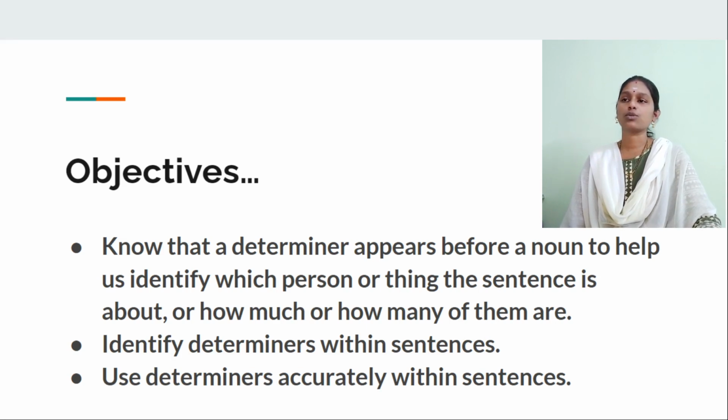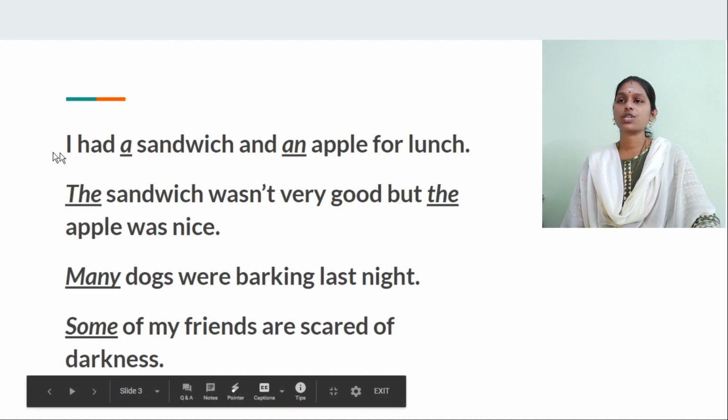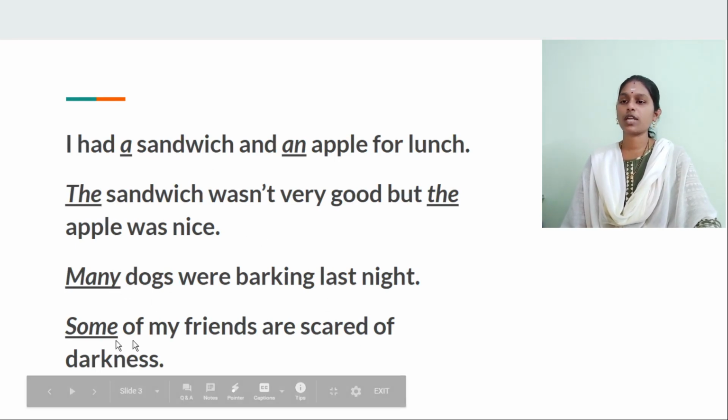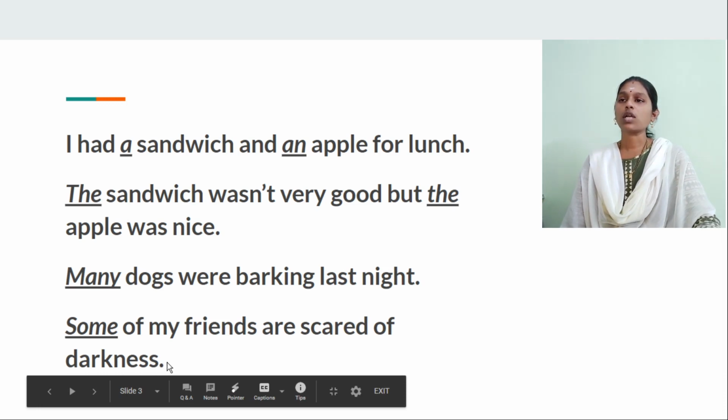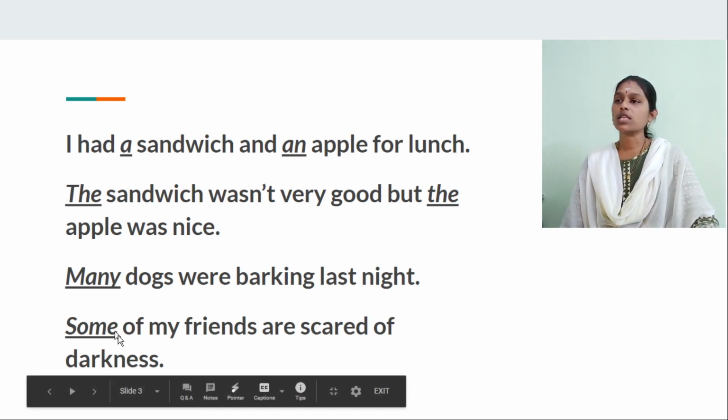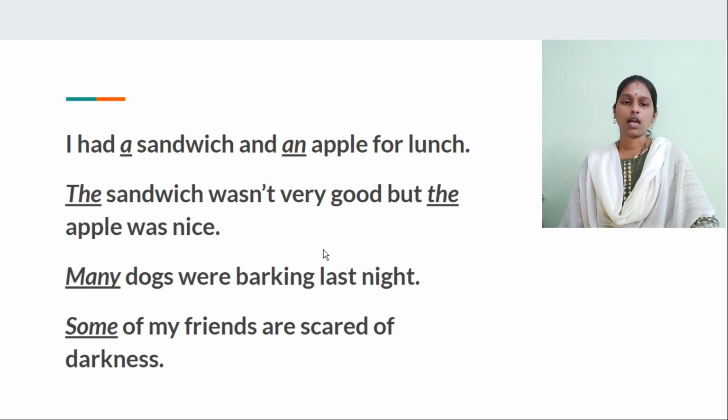Before that, let's go through these examples. I had a sandwich and an apple for lunch. The sandwich wasn't very good, but the apple was nice. Many dogs were barking last night. Some of my friends are scared of darkness. So, what are these underlined words? Here, sandwich is a noun and apple is a noun. We used a in front of sandwich and an in front of apple, and we used the before sandwich and the before apple. And what are these? Many, some. All these are determiners, and we are going to learn about all these words in our class.